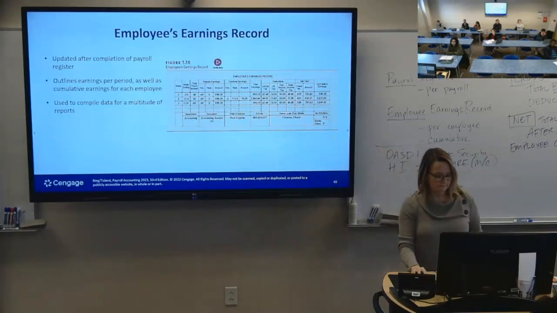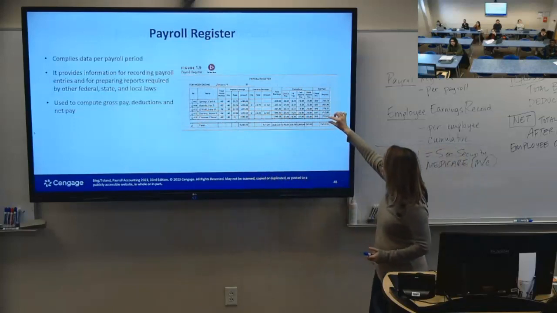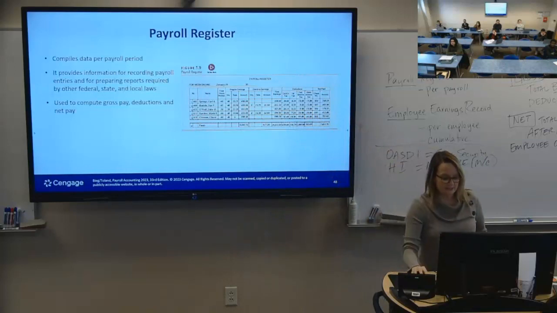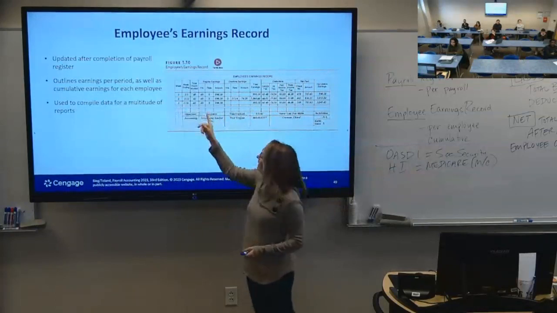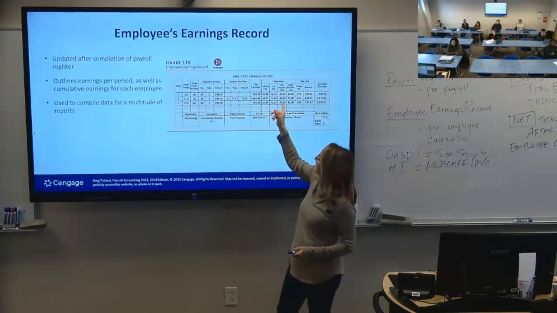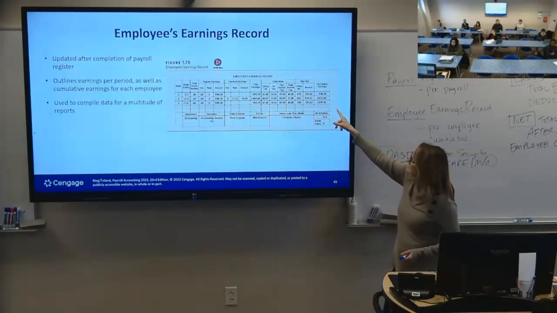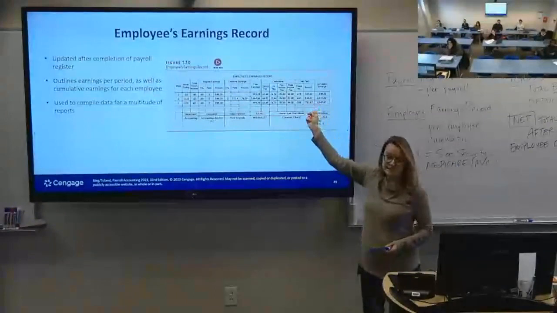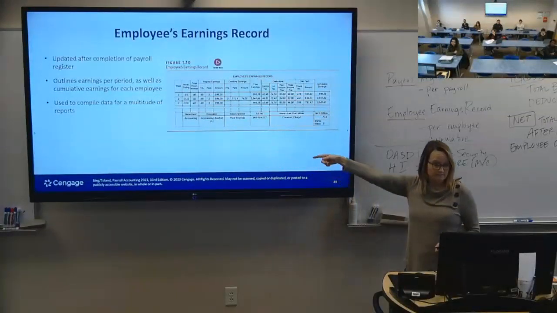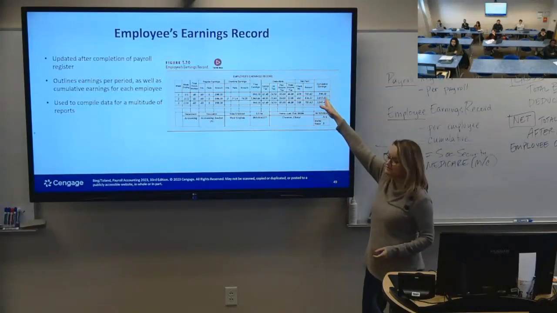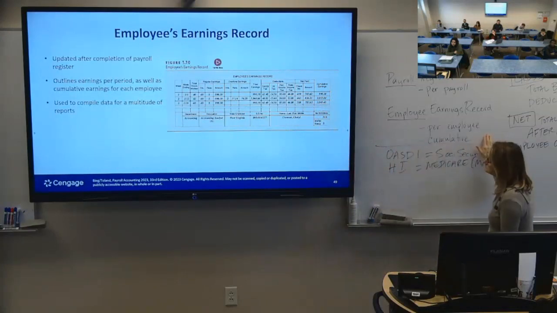So all of that information for each line here for the specific employee is duplicated onto the employee earnings record. Now, in this case, it's the 3rd pay that is duplicated. So we would see that all of this information pertaining to the 3rd pay is the same as what was listed for Cheryl on that payroll register, right? Exactly the same information. But we do have an additional column here for cumulative earnings. Remember I said it was cumulative.